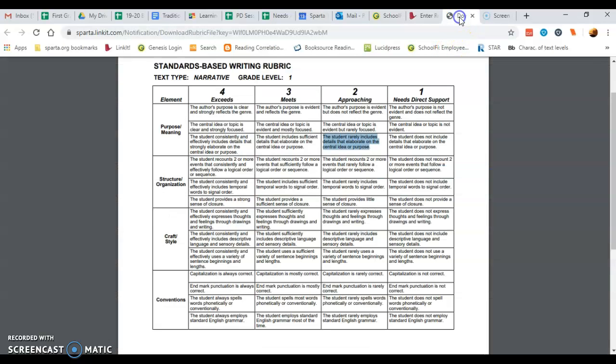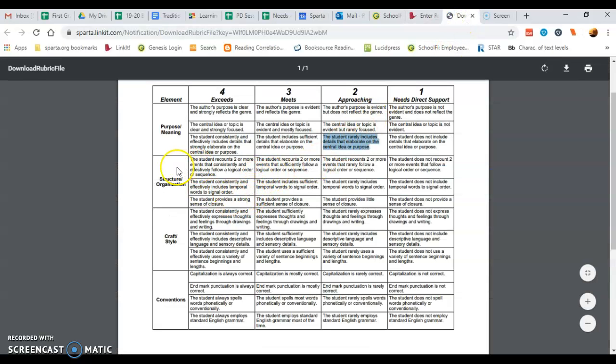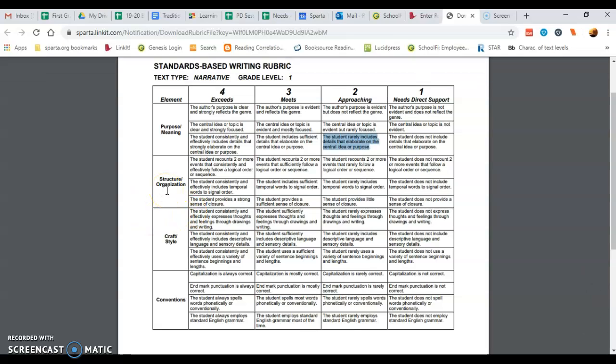Well, let's see what the rubric says. Under structure and organization, that's this category here, and we read it across through the 4, 3, 2, 1. So maybe for structure and organization, let's see, what does it say here? The student accounts 2 or more events that sufficiently flow in a logical order. So you're reading their process piece and you say, yeah, they mostly do that. So they get a 3 in this category.